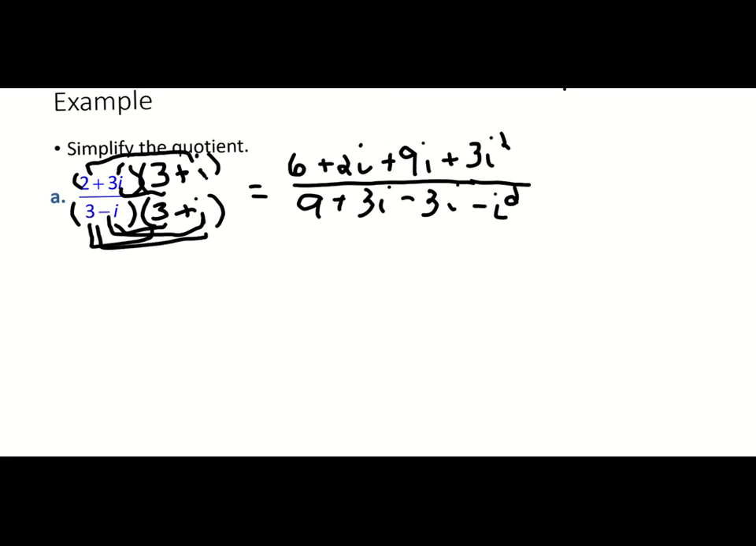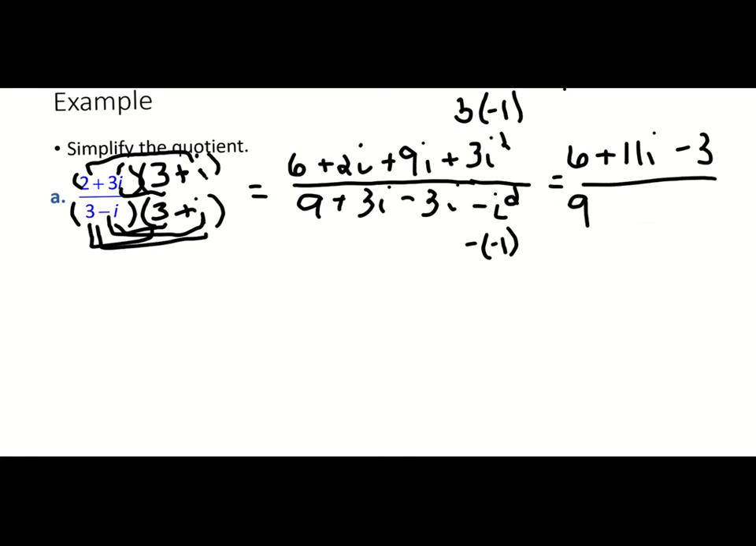And now what we need to do is go ahead and simplify the top and the bottom. My top part, remember that i squared is the same as negative 1. So that becomes 3 times negative 1. So I'm going to have 6. I'm going to combine 2i and 9i. So that's going to become 11i minus 3. On the bottom, I have negative i squared. So it's going to be minus a negative 1. And I have my 9.